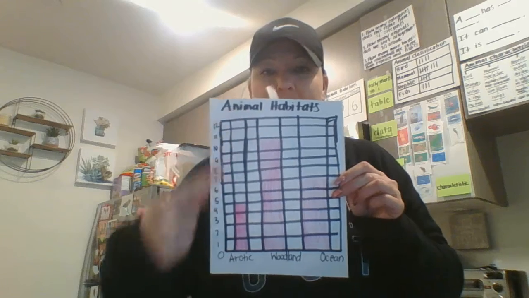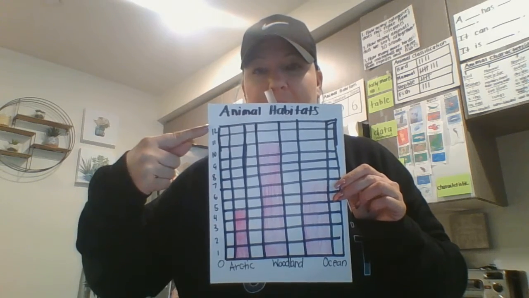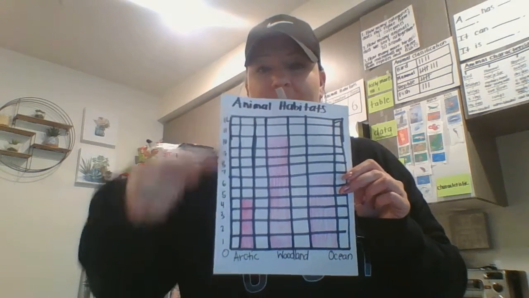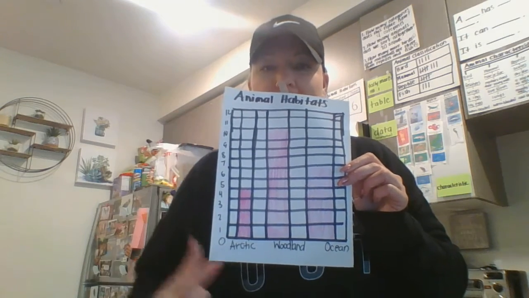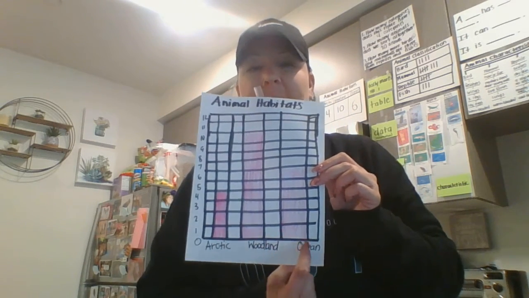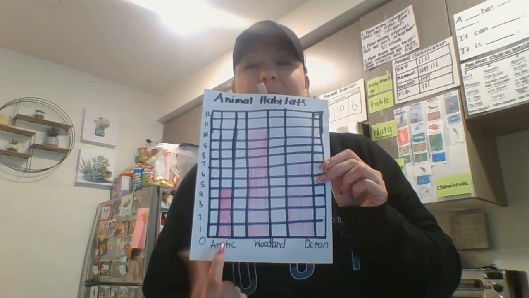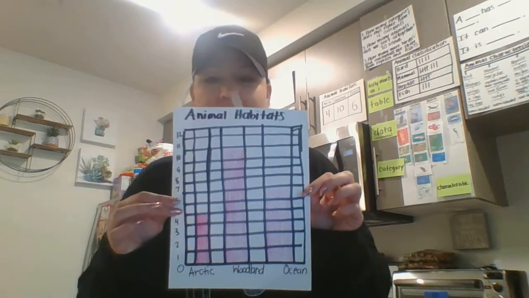bar graph with the title. I put all my numbers on the side so you can see. So again, this is like my scale. Start with 0 and you build up. Then you've got your categories. And this one I tried to space out so you could see the data a little better.